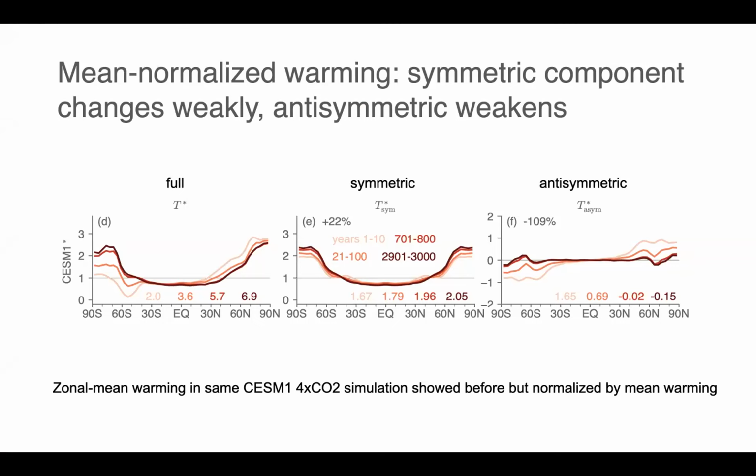So for the full pattern on the left, you see there are large discrepancies in the mean normalized pattern in the Southern Ocean and the Arctic, but they collapse much more towards a single curve when you look at just the symmetric component, the middle panel here. And that is in contrast to the antisymmetric component on the right, which gradually weakens nearly towards zero by the time you're at near equilibrium.